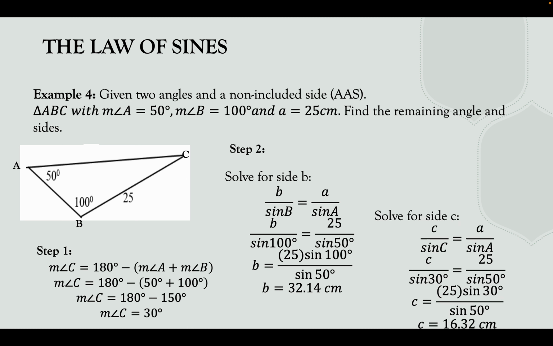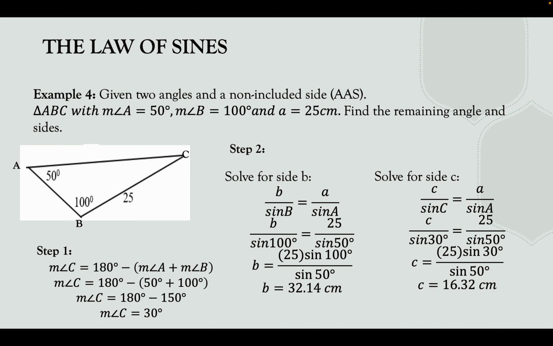And then lastly, we will find side C. In finding side C, we will use C over sine C equals A over sine A. Substitute the given: C over sine 30 degrees equals 25 over sine 50 degrees. Divide both sides by sine 50 degrees, so C equals 16.32 centimeters.